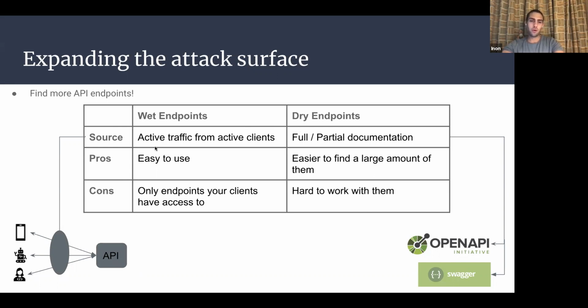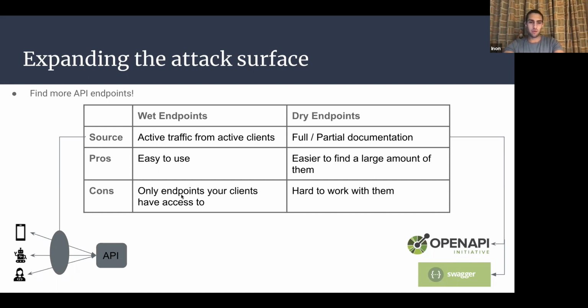When we talk about wet endpoints, it's very simple. It means that you took your mobile client, you configured a proxy, used the mobile application, and you just see legit traffic from your client. So it's very easy. You click on the button to upload the profile picture, and you see behind the scenes an API call to update profile picture. It's very easy to use this type of endpoints because you have all the information. Your client would send all the parameters that should be sent. But the main con here is that you only have access to the endpoints that your clients have access to.